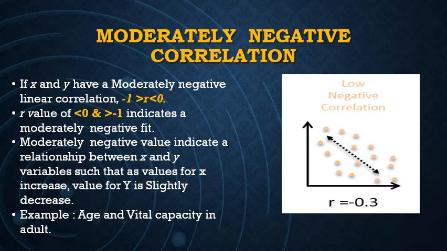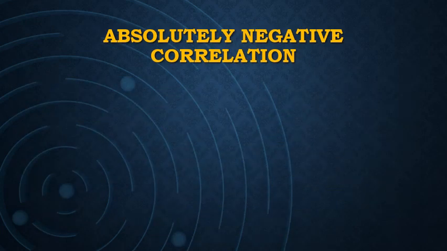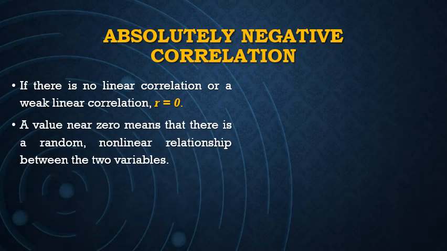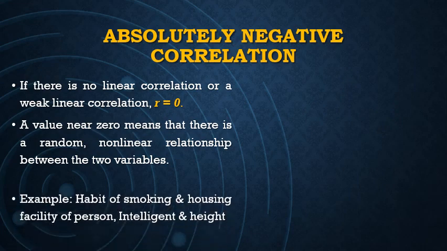This is the low negative correlation or moderately negative correlation. Okay. Next, no correlation. If there is no linear correlation or weak linear correlation, R is equal to 0. The value near 0 means that there is a random non-linear relationship between two variables.